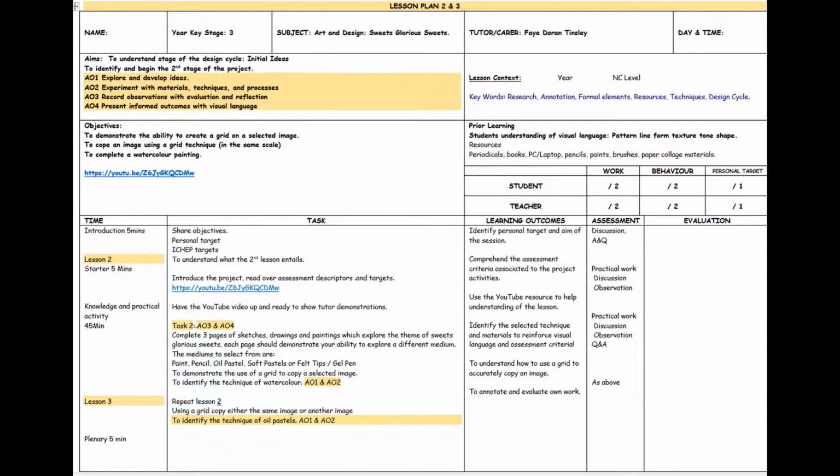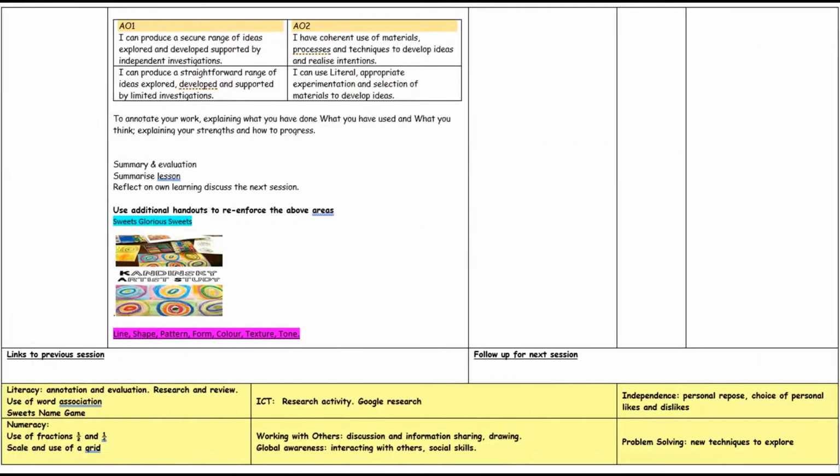On our lesson plan today, we will continue to explore and develop ideas, experimenting with different materials and equipment. Your objective is to demonstrate your ability to use these different resources in a creative way. Please take time to read over your lesson plan so that you can see what your objectives clearly are.